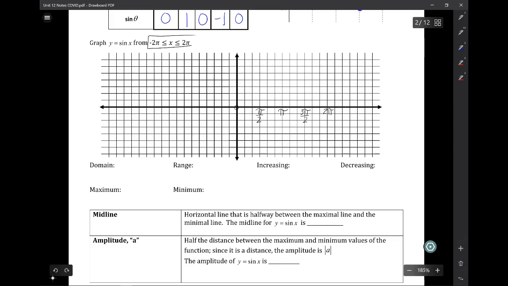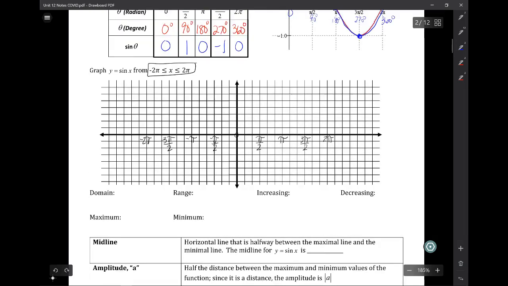The directions tell me to graph sine of x from negative 2 pi to 2 pi. So actually I'm going to repeat this going the other way. So 2 spots to the left, and that's going to be negative 90 degrees. 2 more spots, and that's going to be negative 180. 2 more spots is going to be negative 270, so negative 3 pi over 2. And last but not least, negative 2 pi will be negative 360 degrees.